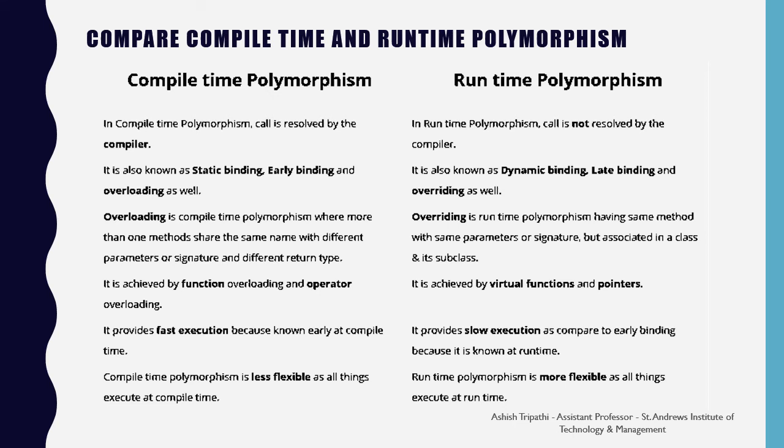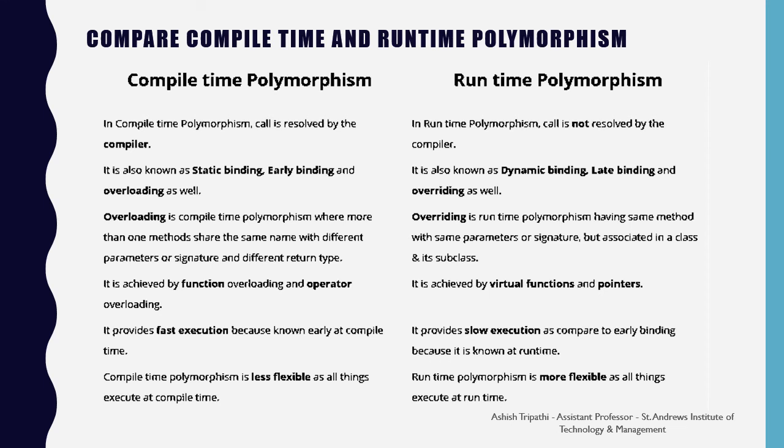Compile time polymorphism is also known by the names static binding, early binding, and overloading. Similarly, runtime polymorphism is also known by the terms dynamic binding, late binding, and overriding.